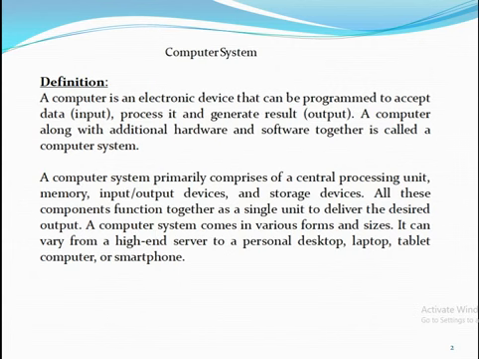Then scanner, software like operating system or MS Office package, etc. A computer system has the following components: CPU (central processing unit), memory (primary memory, secondary memory), input output devices and storage devices. All these components function together as a single unit to deliver the desired output. A computer system comes in various forms and sizes like desktop, laptop, smartphones, etc.